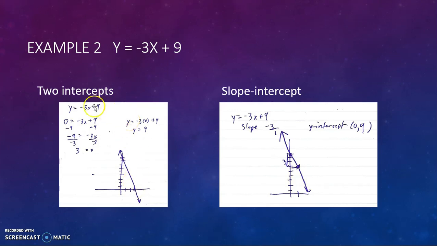And then I also need to plug in 0 for x, and that becomes really nice. I should have said -3 times 0 is 0. Plus 9 is 9. Okay, so that's that point up there. And then I got my 2 points, and I connect them. Done. Okay, so that is how to graph lines.